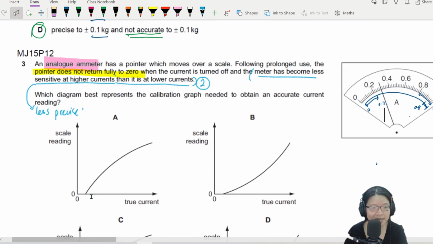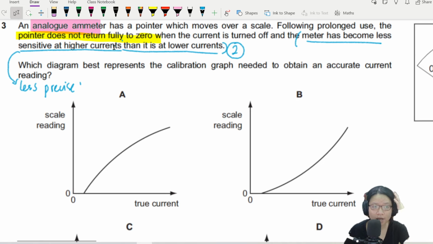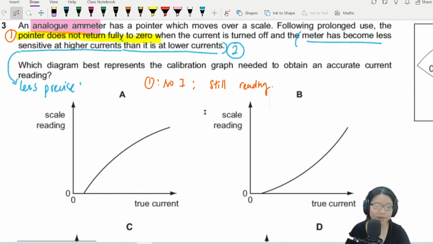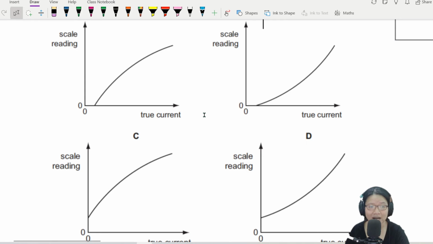It says that it is less precise at higher currents and the pointer doesn't return to 0. Okay, the easiest one to address is issue number 1, the pointer does not return to 0. If the pointer does not return to 0, this means that when there is no current, there is still a reading. So in this case, I need to make sure that the graph will show that when there's no current, the reading doesn't count as 0.